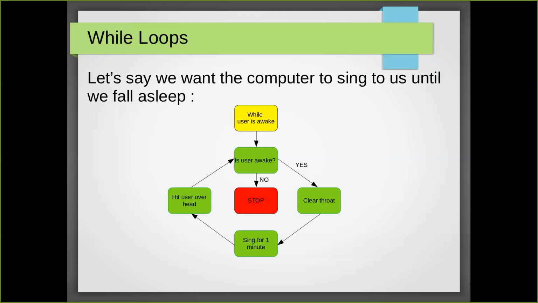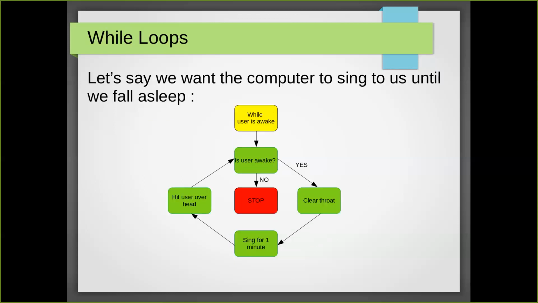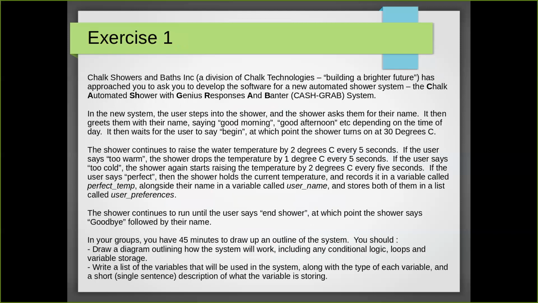So we'll clear our throat, sing for a minute, and then hit them over the head. If the user's still awake, then we'll keep going around that loop until the user's no longer awake, at which point we stop. So that's the difference between a for loop and a while loop. One essentially goes around a certain number of times, whether that's preset or defined in a variable. And a while loop says keep doing this until a certain condition is met. Okay, that's a sort of broad, brief introduction to some of the core concepts in programming.